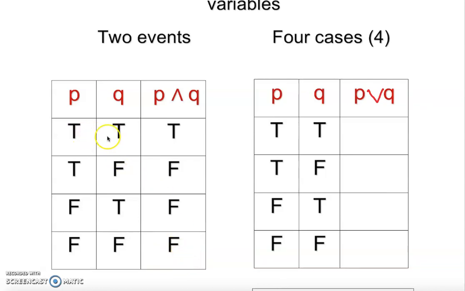In other words, if both happen at the same time, then it's true. Next one here is the same thing: phi and q, two letters, four cases. Now we compare phi or q with the same example: you take the test or I grade it. One does not really depend on the other. If one is true, it's going to be true, because or means they are independent.